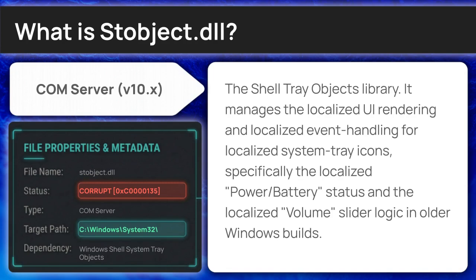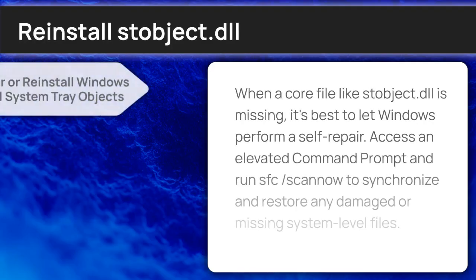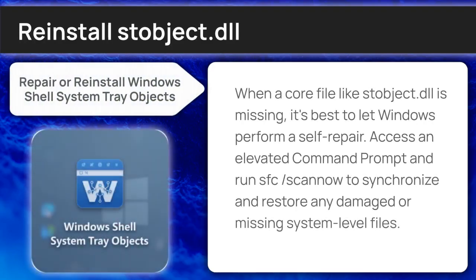Since we've identified what's missing, let's try the official recovery method. When a core file like Stobject Library DLL is missing, it's best to let Windows perform a self-repair. Access an elevated command prompt and run sfc /scannow to synchronize and restore any damaged or missing system-level files.